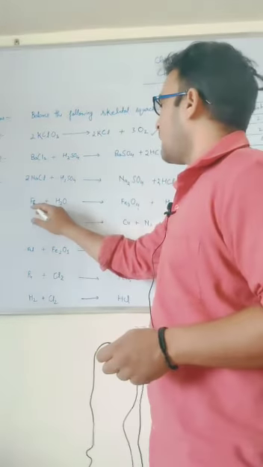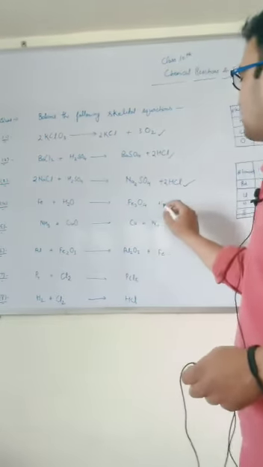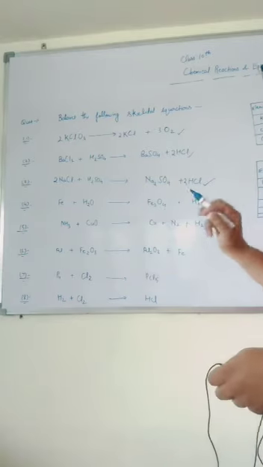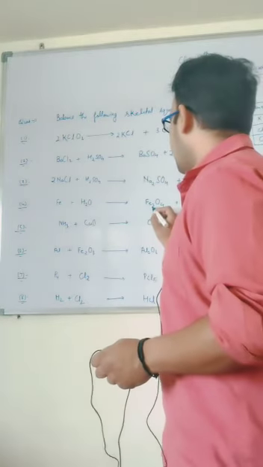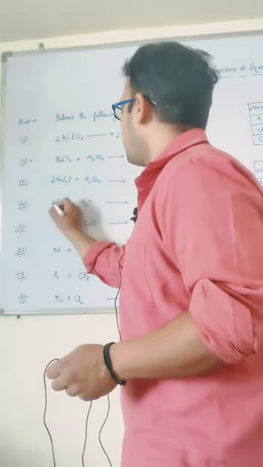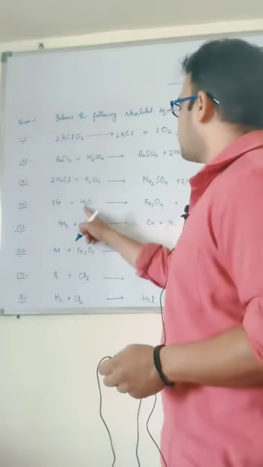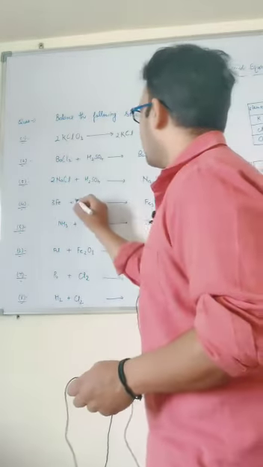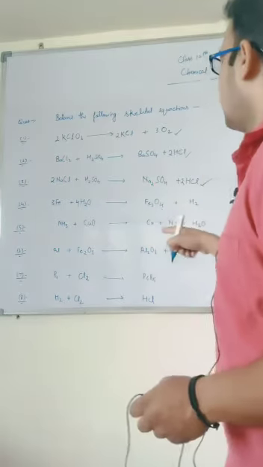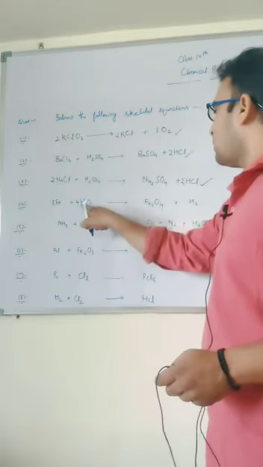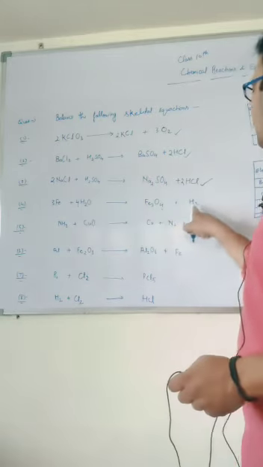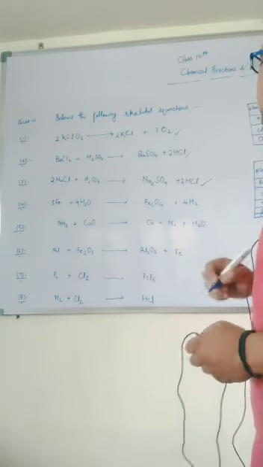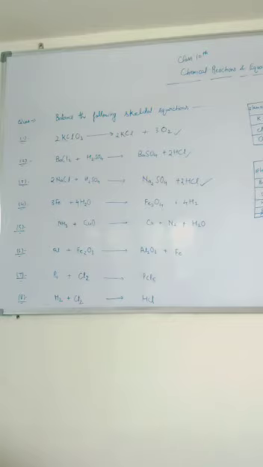Now we take the fourth equation: Fe plus H2O gives Fe3O4 plus H2. Iron plus water gives iron oxide plus hydrogen gas. Here iron has 3 atoms, here 1, so we have to multiply it by 3. Hydrogen has 2 atoms, here also 2, so balanced. Oxygen has 1 atom, here 4, so we have to multiply it by 4. And now the total number of hydrogen atoms is 8, but here only 2, so we have to multiply it by 4. Now the equation is completely balanced.